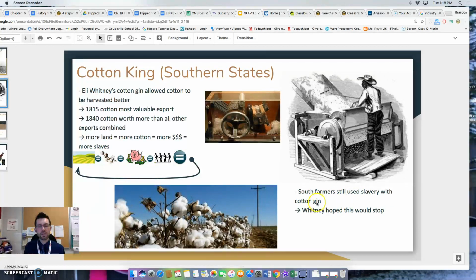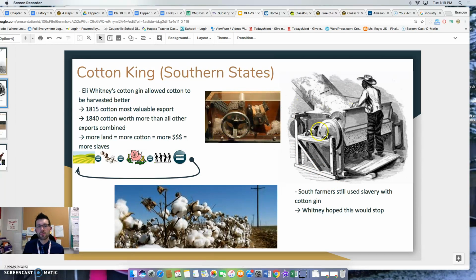Southern farmers still used slavery with the cotton gin. In fact, the cotton gin increased the valuability, if I can make up a word, of slaves. Unfortunately, Eli Whitney, the gentleman who made the cotton gin, hoped that the cotton gin would stop slavery. You see, he was a northerner, and he created it not to make a heavier burden on slaves, but in fact to ease their burden and hopefully get rid of slavery. However, Southern planters found that you could have fewer slaves working on cotton gins and then more slaves working in the fields. Here's a picture of what a cotton gin looked like.